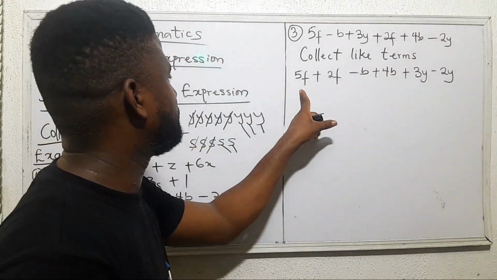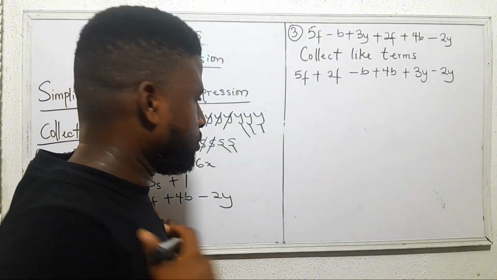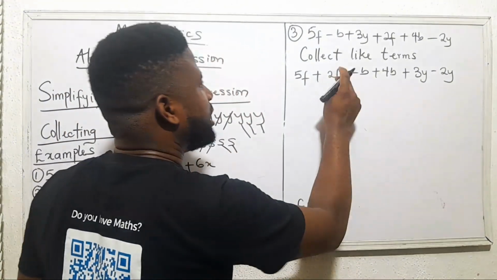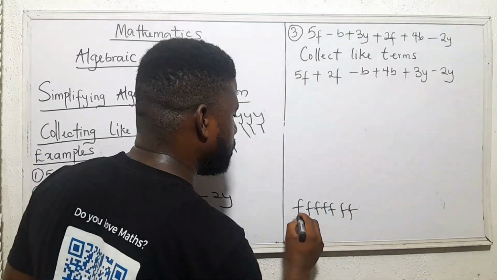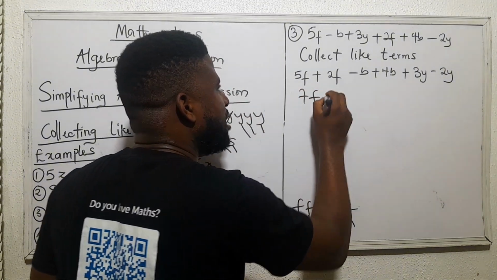Now to simplify this, I have 5f positive, right? I have it, so I have 1, 2, 3, 4, 5. Then I also have 2, 1, 2. Total will be 1, 2, 3, 4, 5, 6, 7, and that gives me 7f.